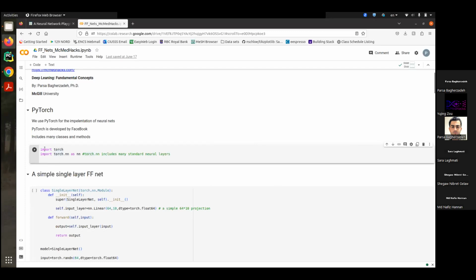I can import Torch with import torch. This imports the whole PyTorch library, and then specifically I'm interested in neural layers. This is torch.nn, import torch.nn as nn. It includes many standard neural layers that are useful for my implementation.